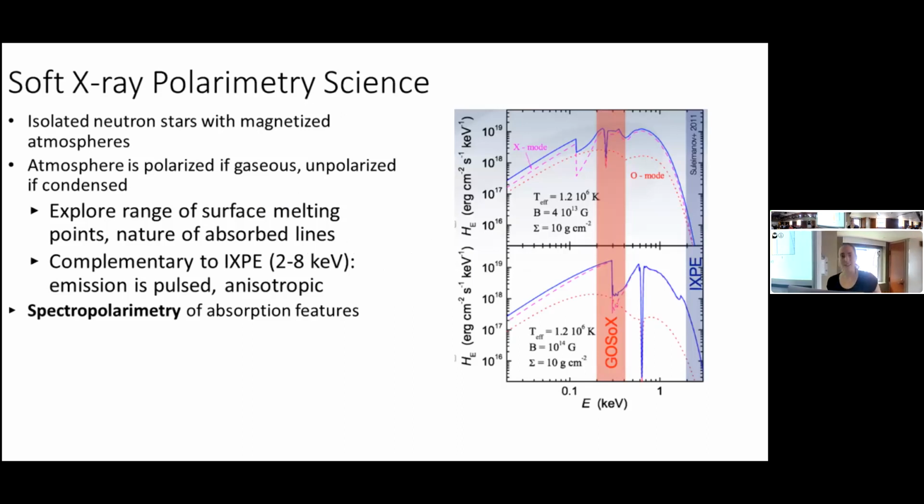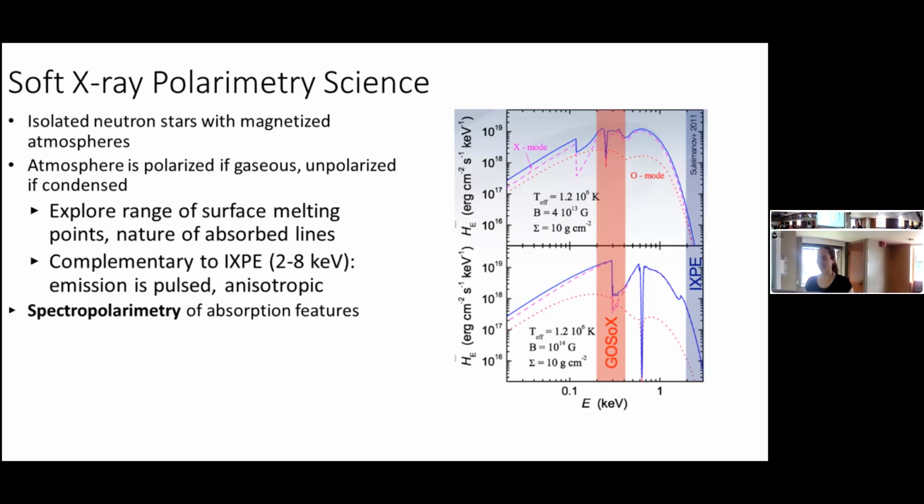So what we would like to contribute with our instruments is to add to what they're doing with soft X-ray science. So you can see this is from neutron stars with magnetized atmospheres. This is the IXPE band up here. You can see in our band here, which is shown in red, that we're interested in, there are some interesting lines and that sort of thing. So we can contribute to understanding these things more fully by broadening the spectrum we're looking at.